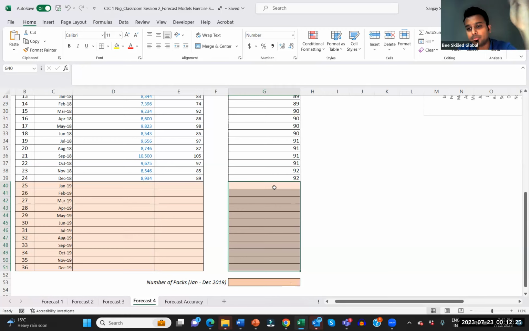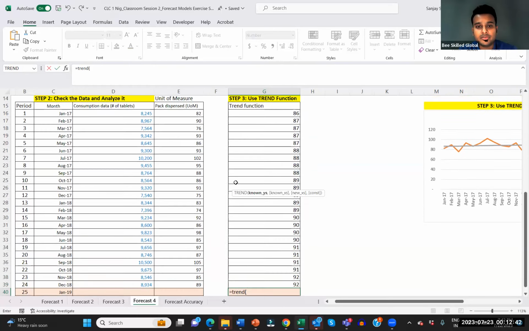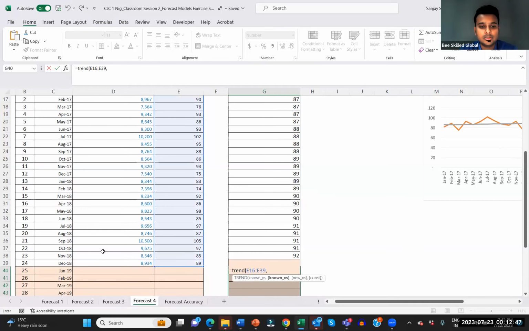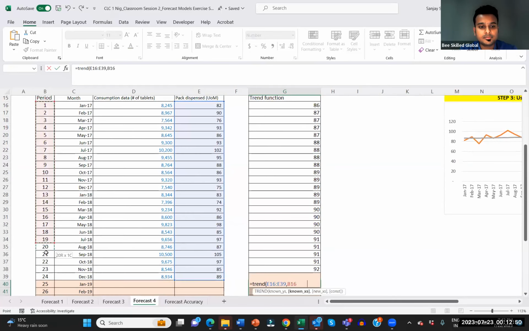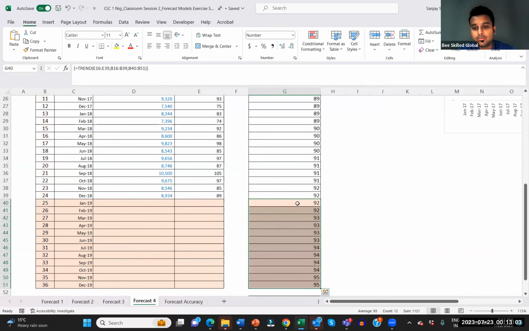Now this is the extrapolation of the same trend line which is coming from above. So we do the same thing again. We need to select all the 12 months. Trend, known y's, same again with the same formula, known x's. And now we do one more thing, which is the new x, the new period for which we need to extrapolate. So we add that, control, shift, enter. So everything gets plotted.